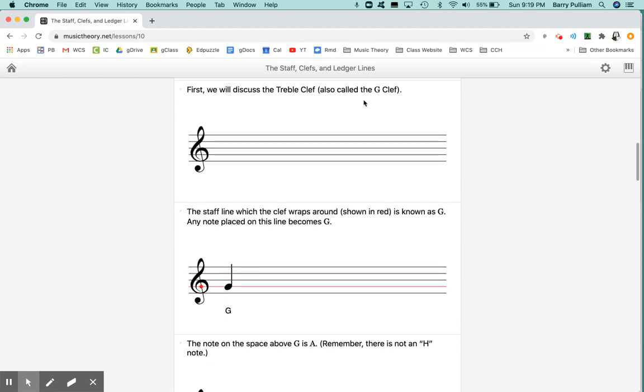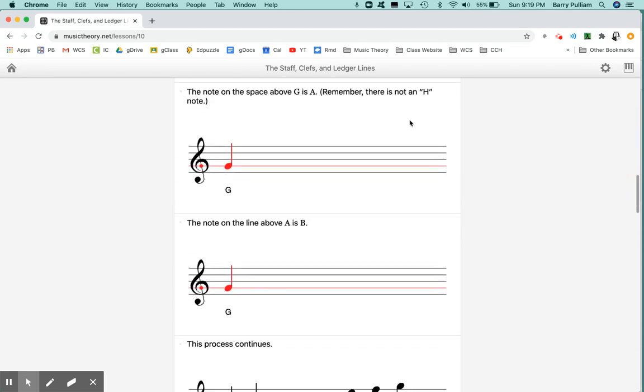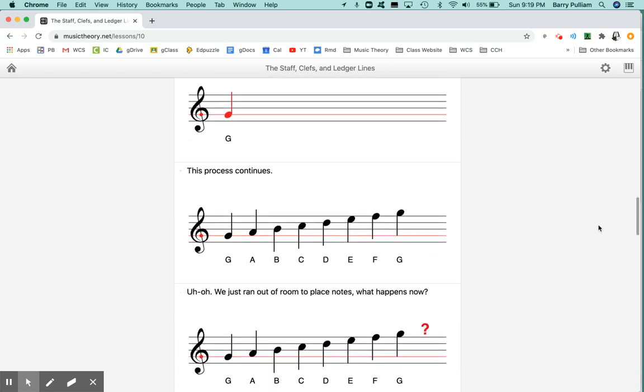First, we'll discuss the treble clef, also called the G clef. See, I told you so. Looks like a G, right around the G. The staff line shown in red is known as G, and any note placed on this line becomes G, and this looks like a G. Okay. The note on the space above G is A. Remember, there's not an H. After you get to G, you start over with A, B, C, D, etc. And it continues till you have G, A, B, C, D, E, F, G.